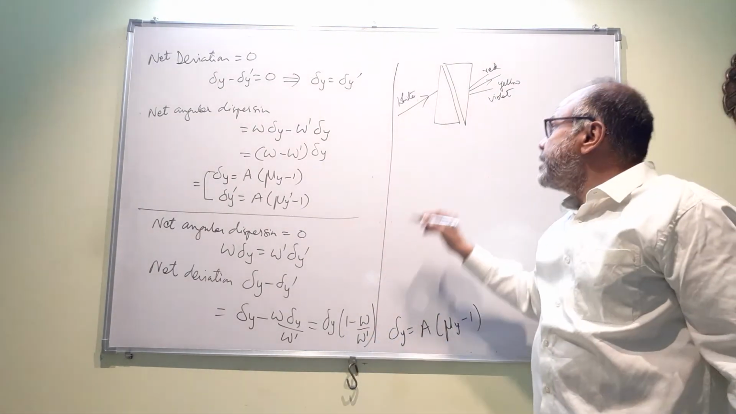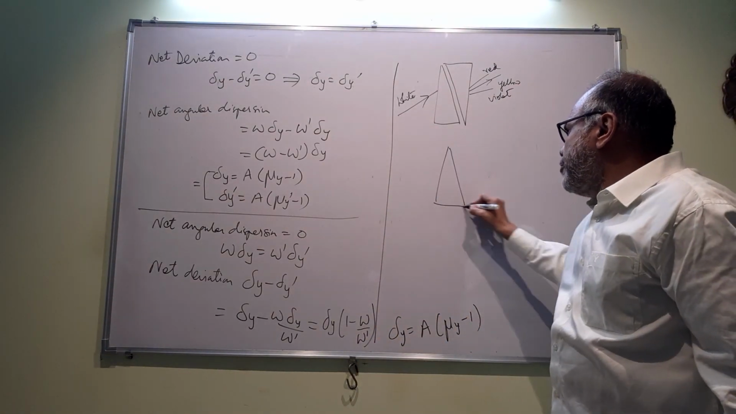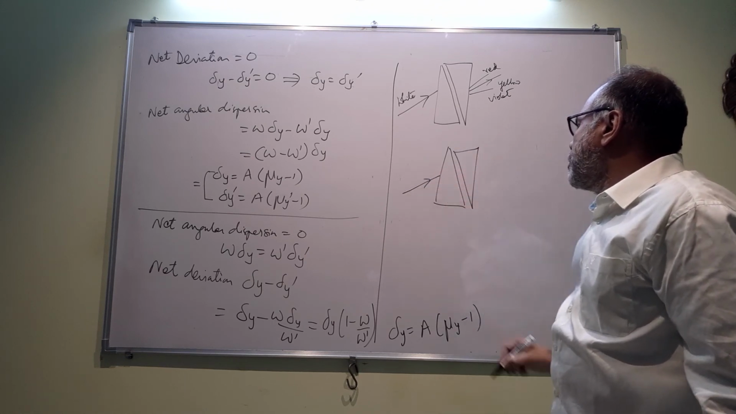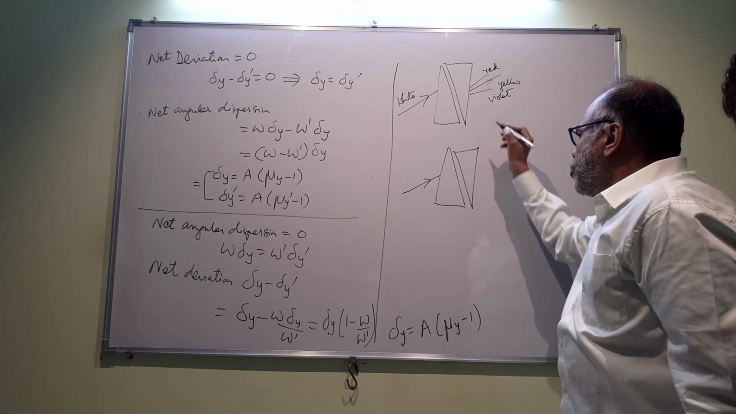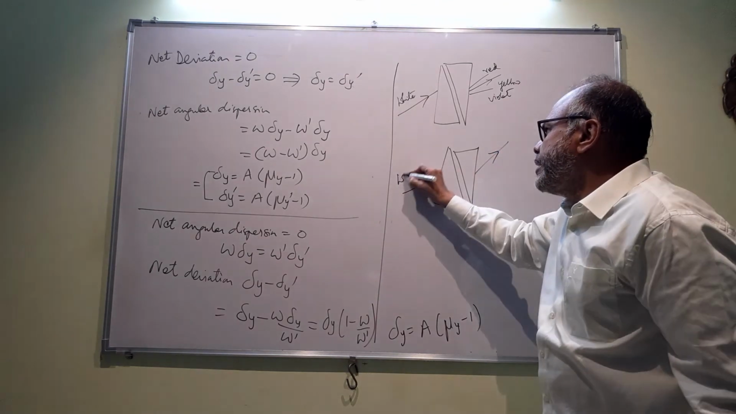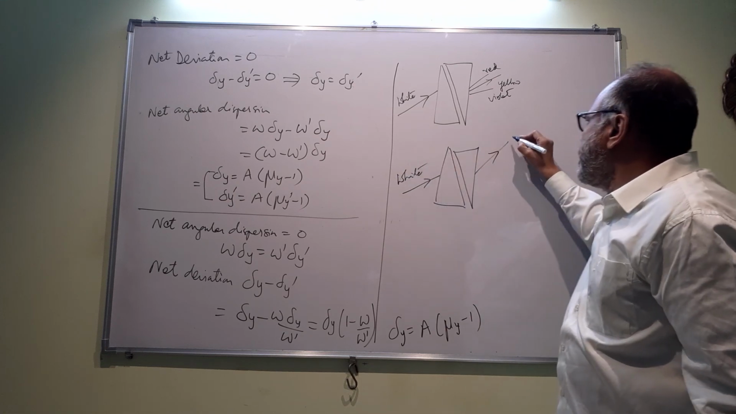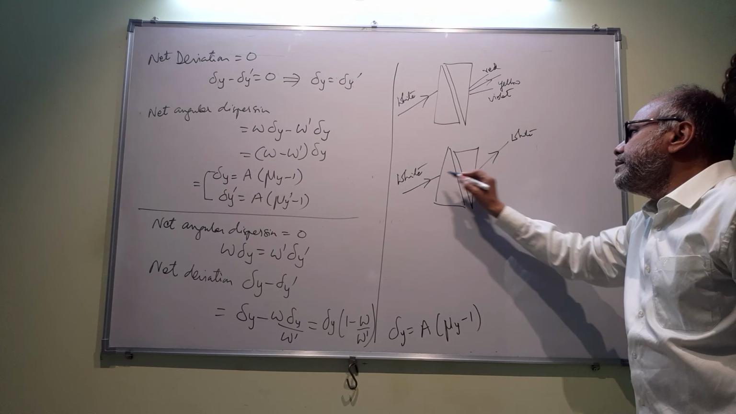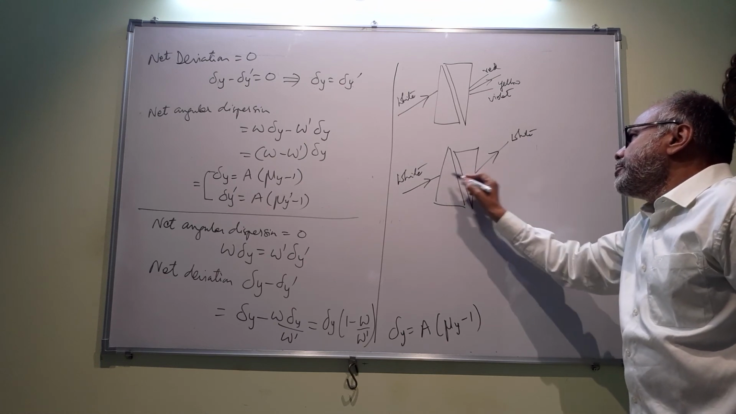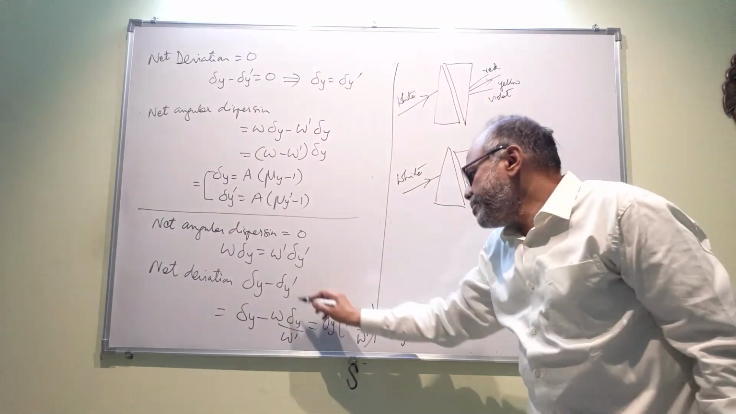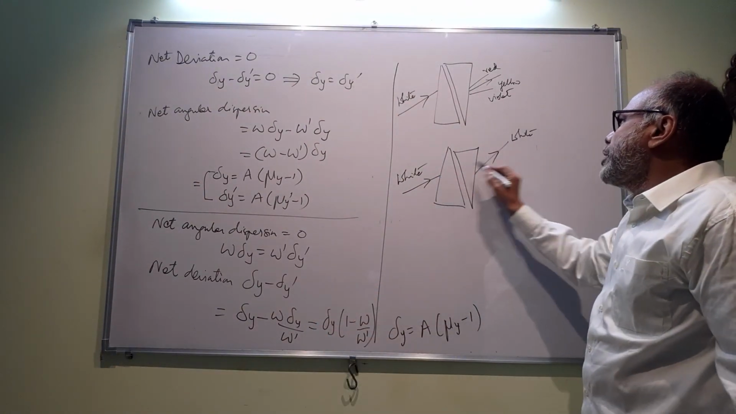Whereas in the second case, if you had a prism like that, white light goes in and white light comes out. But there is a net deviation which is taking place. The net deviation is not 0. These two are not parallel.